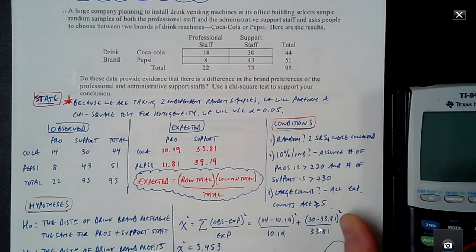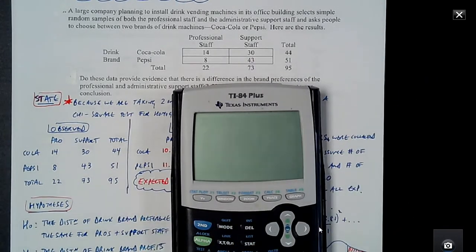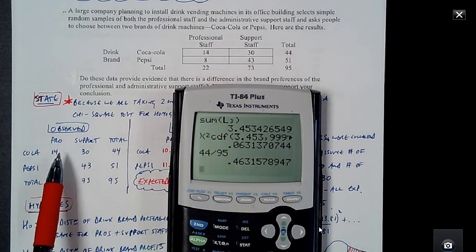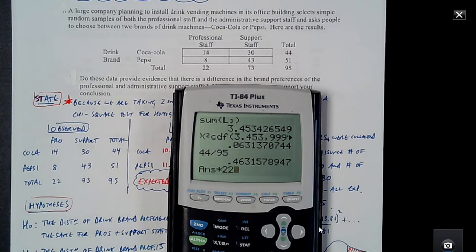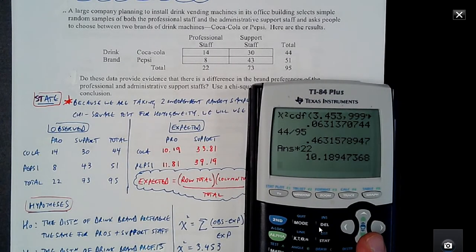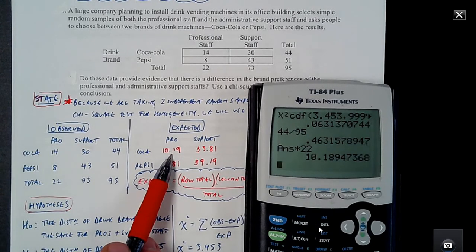So it's like you're doing 44. I'll show you on the calculator here. It's kind of like you're doing 44 divided by 95. That would be the proportion of people that would just pick Coca-Cola regardless. And then you're going to multiply it by all the professionals who would choose that. Because there's 22 professionals, we multiply it by 22, and that gives us our expected value of 10.19 if we round it. So that's where I'm getting that from.